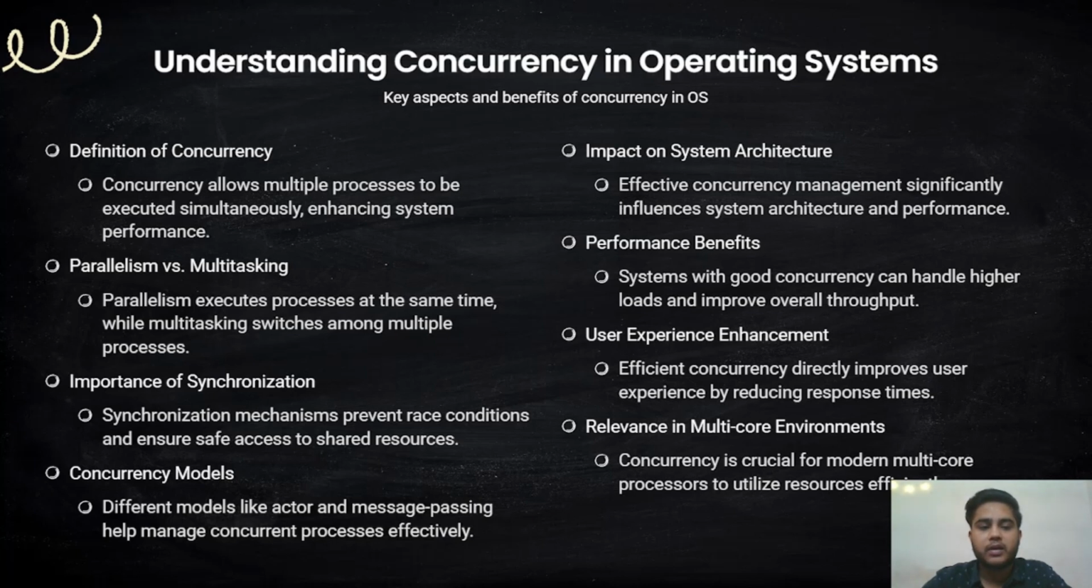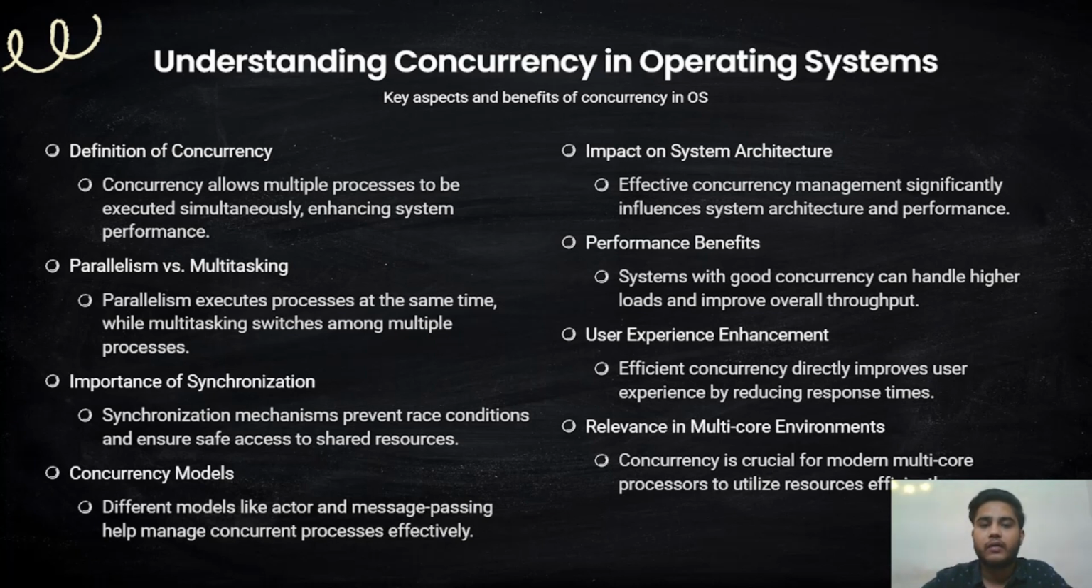So what is parallelism and what is multitasking? Parallelism executes processes at the same time, while multitasking switches among multiple processes. What is the importance of synchronization? Synchronization mechanisms prevent race conditions and ensure safe access to shared resources. What are concurrency models? Different models like actor and message passing help manage concurrent processes effectively.